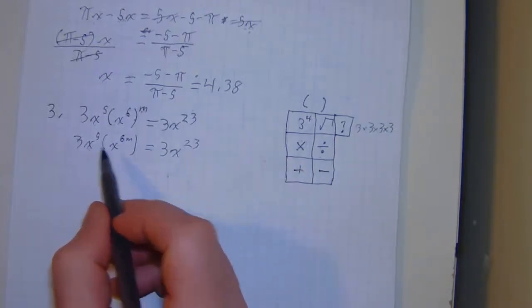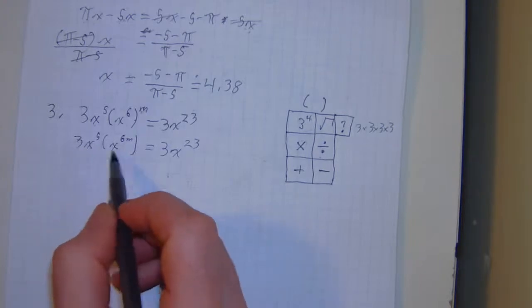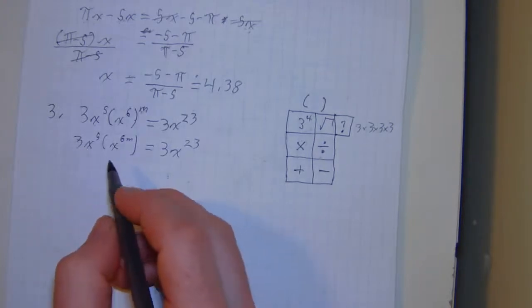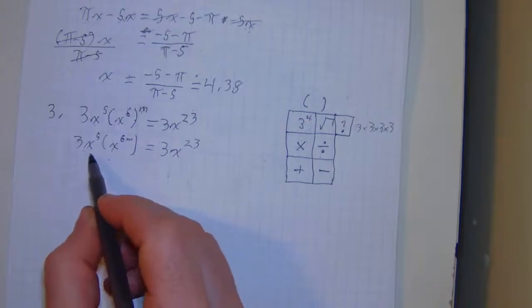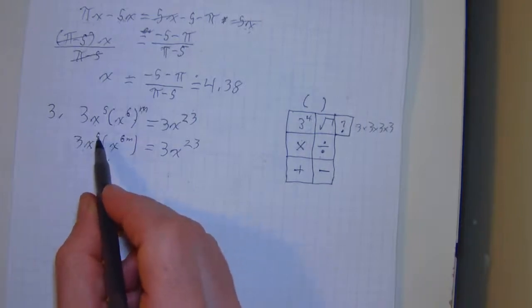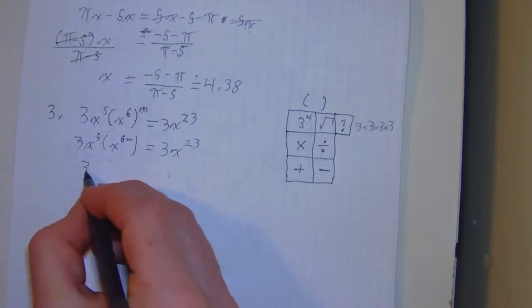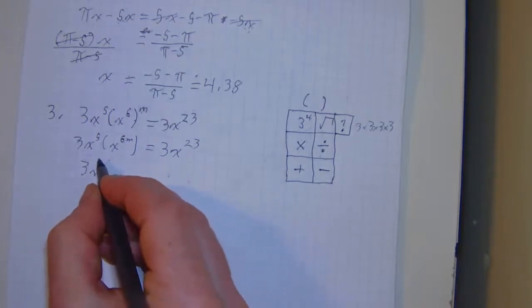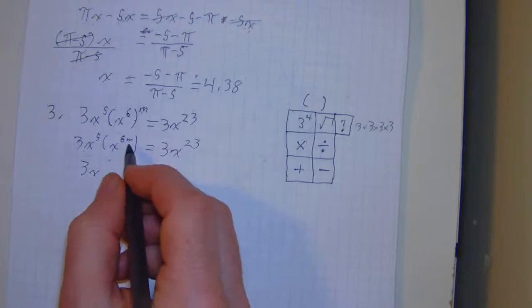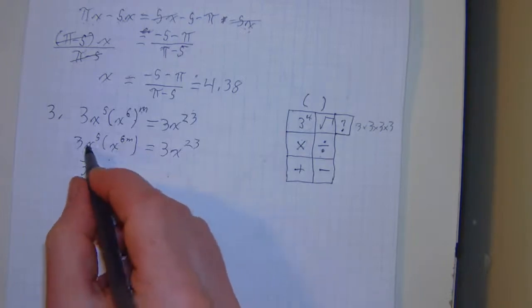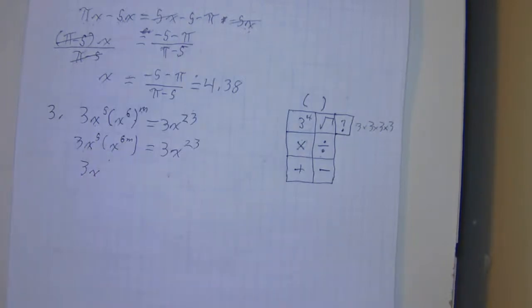And now I have two powers with the same base multiplied. Tell me in chat, if I have two powers with the same base multiplied, what operation do I need to do with the exponents? What operation do I need to do with the 5 and the 6m when I'm multiplying two powers with the same base?